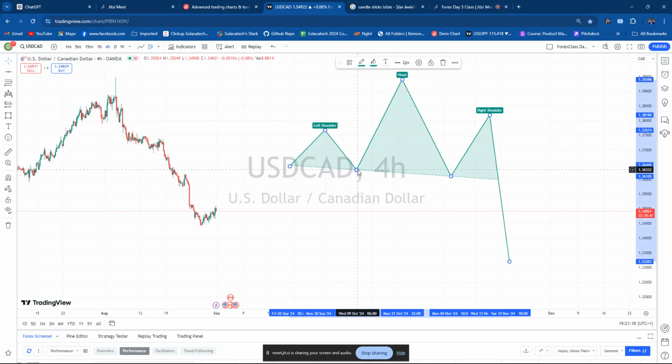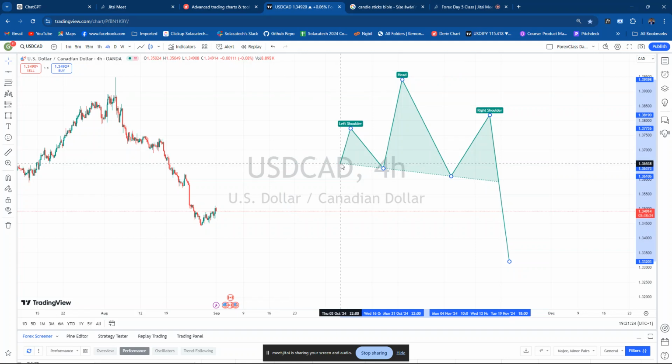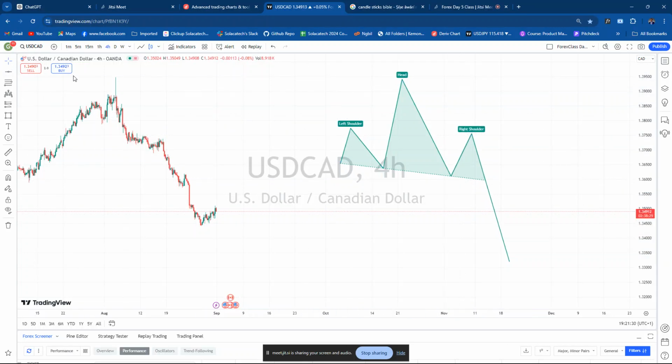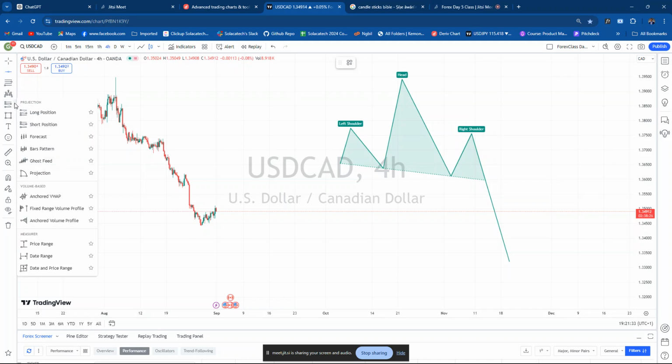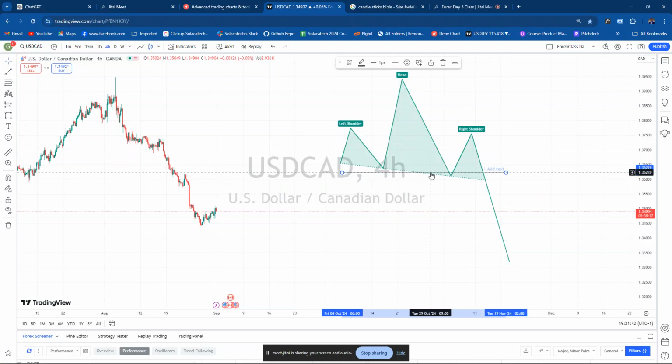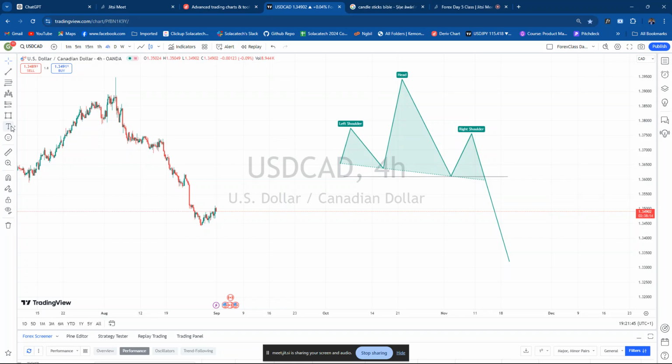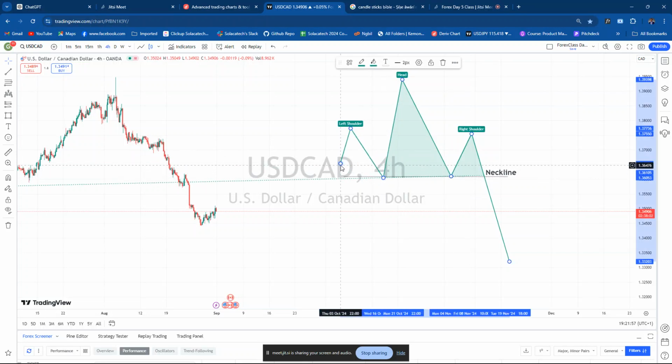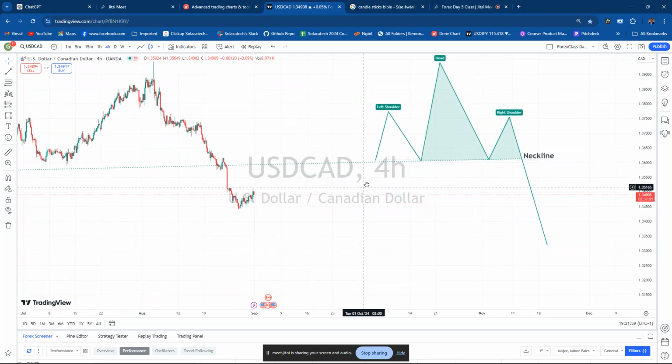Sorry, I don't want to confuse you. Let me use the trend line. I call this the neckline. So you can draw this however you want. This is very simple.